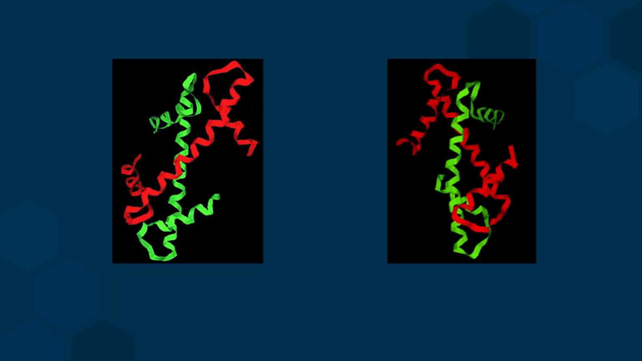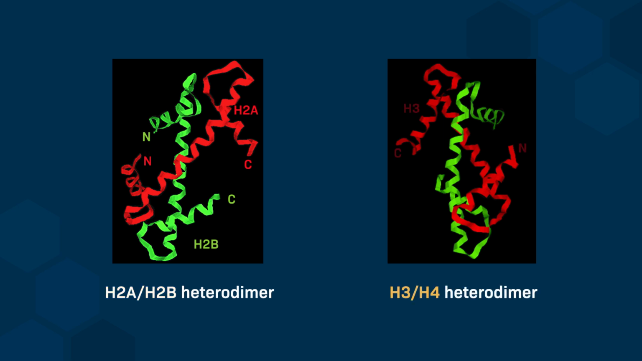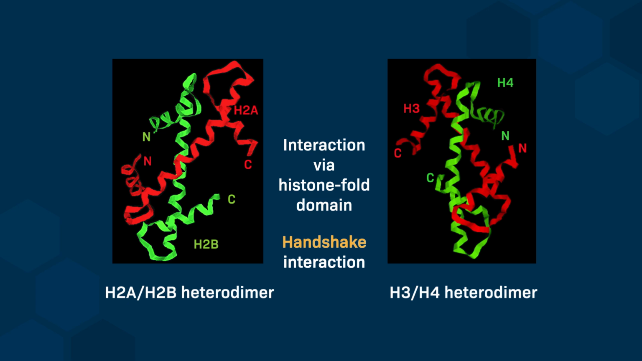2 heterodimers are formed in the nucleosome. On the left is a heterodimer between H2A and H2B. On the right is a heterodimer between H3 and H4. In both dimers, the interaction between the subunits is similar. Both interact via the histone fold domain in a type of interaction called a handshake interaction.